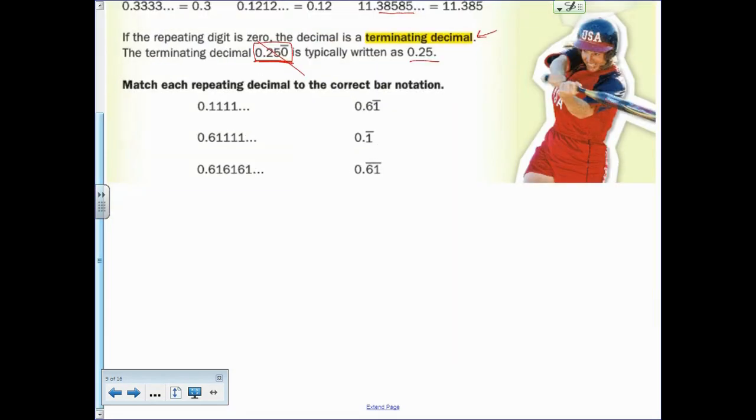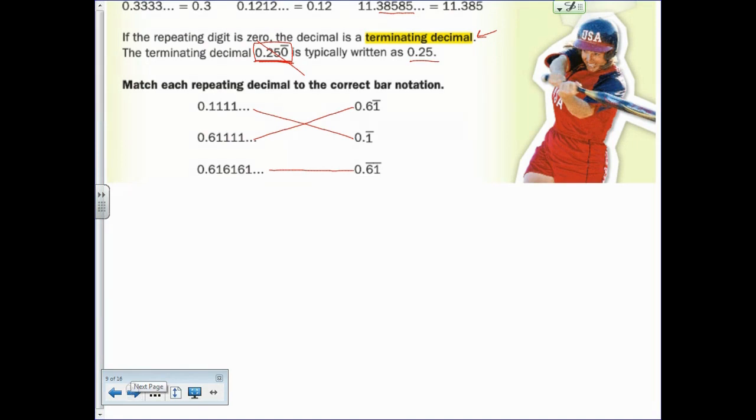So let's quickly just match up these decimals with these repeating decimals with their bar notation. So 0.111, hopefully that's obvious for you to see that that would be 0.1 with a bar. 0.61111, because only the 1 is repeating. We would match it with that one, and that leaves these two as a match because the 6 and the 1 are both repeating.